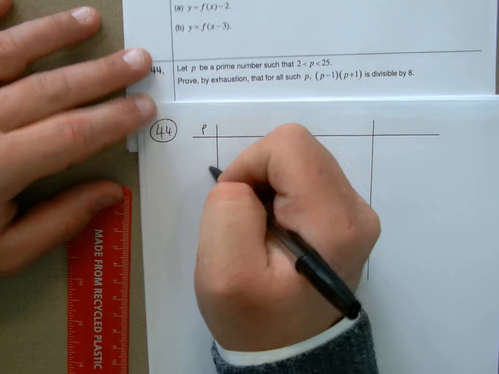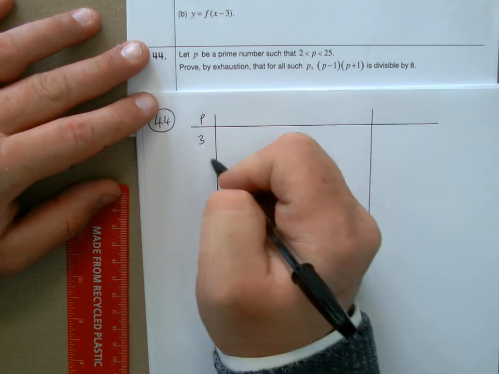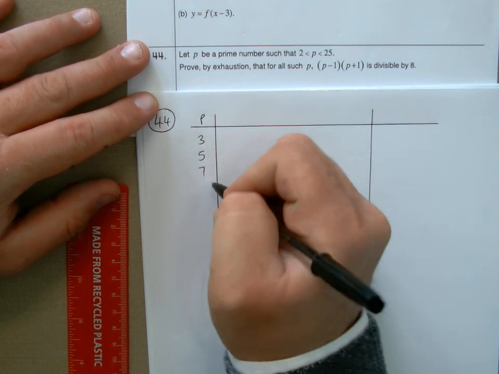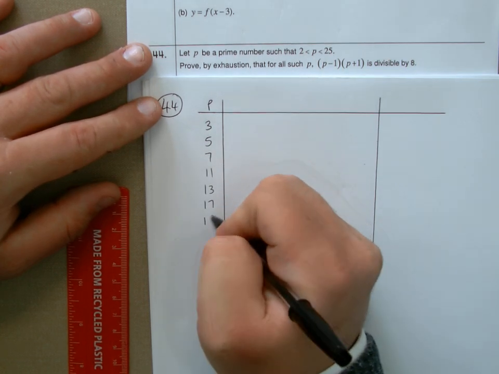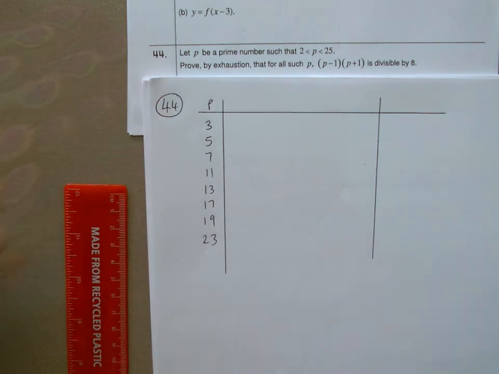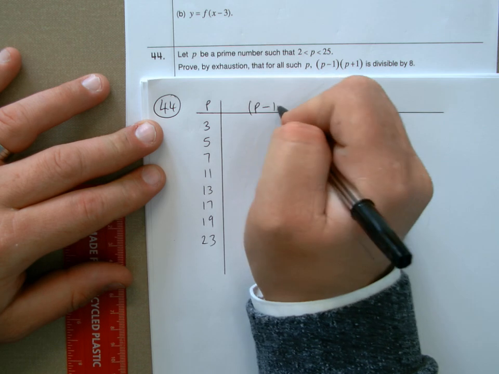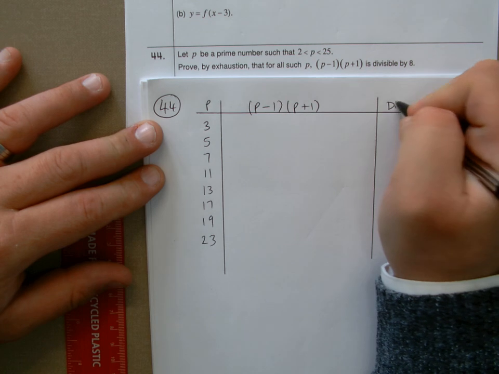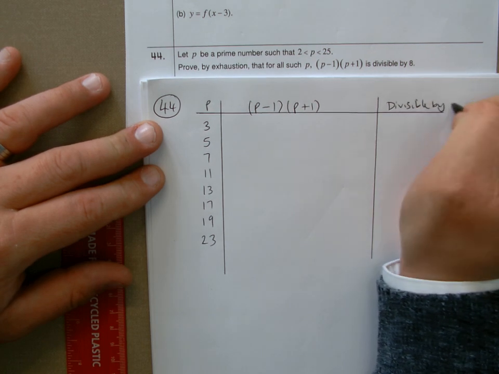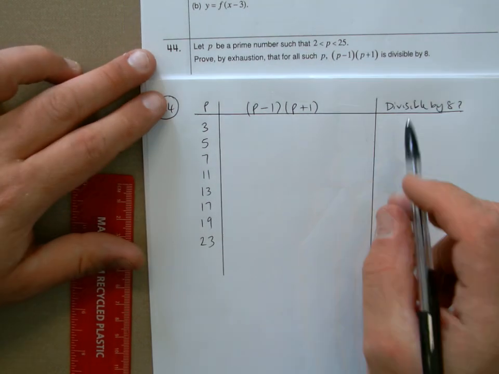So the prime numbers between 2 and 25, well 2 isn't included, as I said, because it's going to be greater than 2. So it'll be 3, 4 isn't prime, 5 is prime, 7 is prime, the next prime number is 11, 13, 17, 19 and 23. Remember, a prime number has exactly 2 factors, 1 and itself, no other factors. So here we can see all the prime numbers. We just need to work out what p minus 1 times p plus 1 is. And then the question is, is it divisible by 8? That's the question mark there. And we want to prove that they are all divisible by 8.